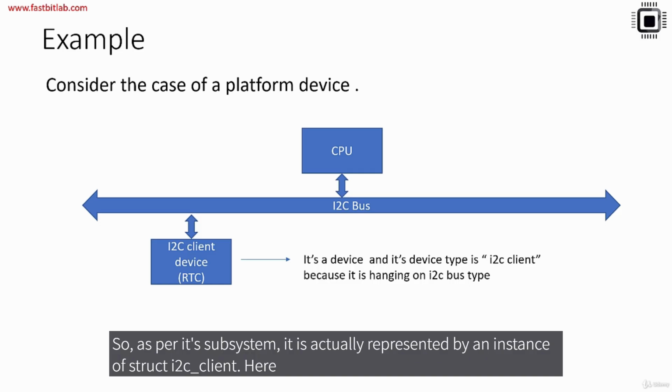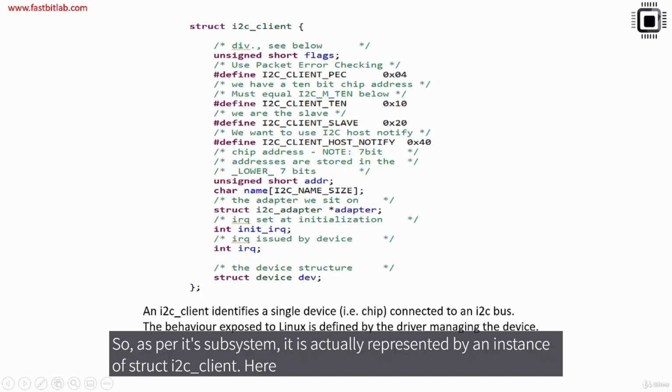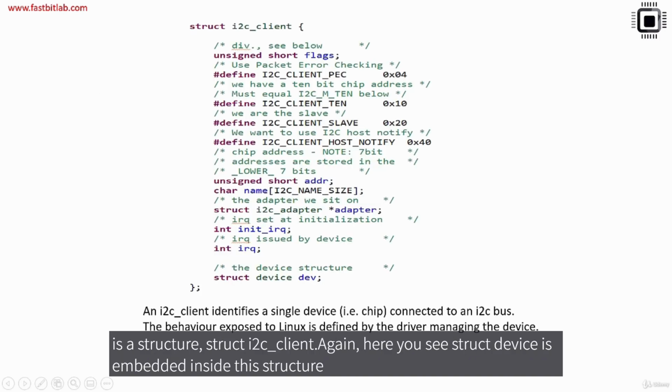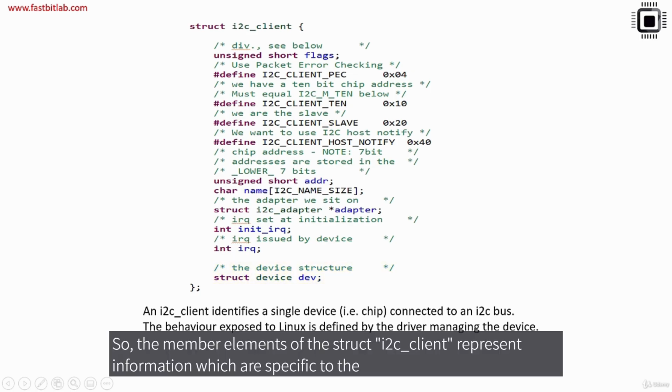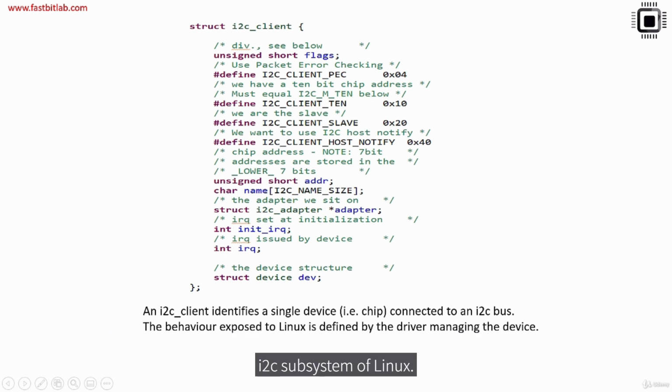So as per its subsystem, it is actually represented by an instance of struct i2c_client. Here is the structure, struct i2c_client. Again, here you see struct device is embedded inside this structure as well. So the member elements of struct i2c_client represent information which is specific to the I2C subsystem of Linux.